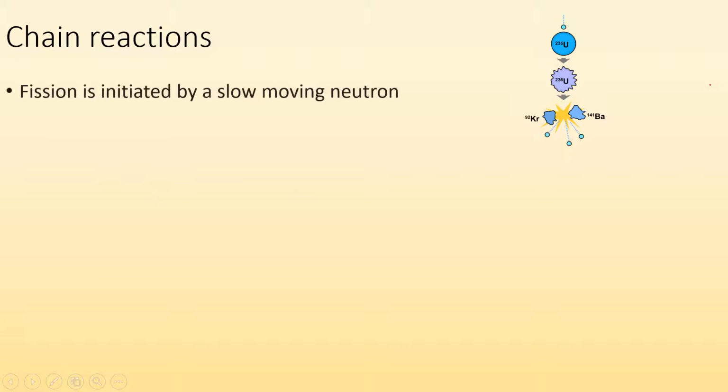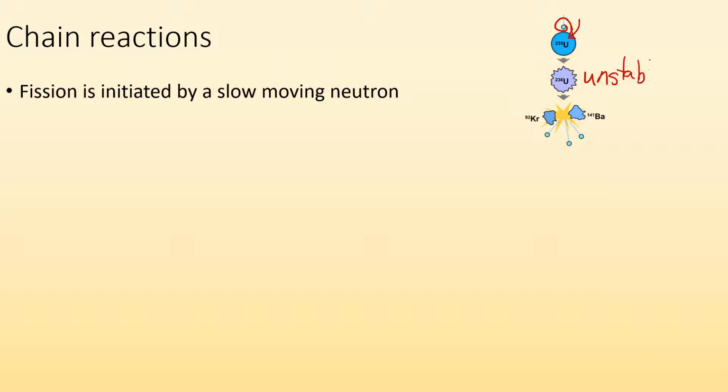So let's talk about chain reactions. Fission is initiated by a slow-moving neutron. So we start here. You see I got the slow-moving neutron, and it hits this uranium atom, and it gets absorbed, which makes a uranium-236 from 235, and it's unstable.